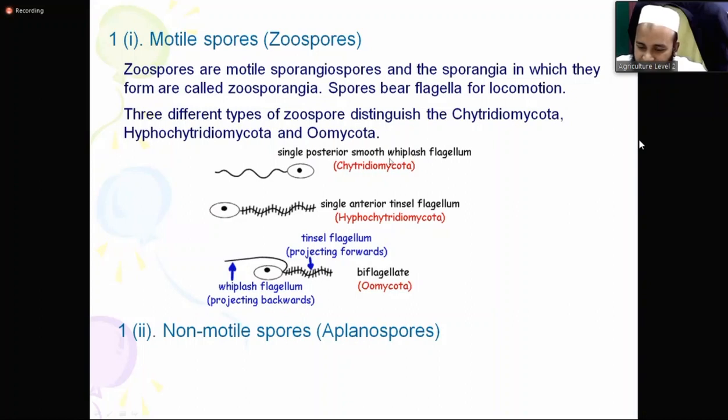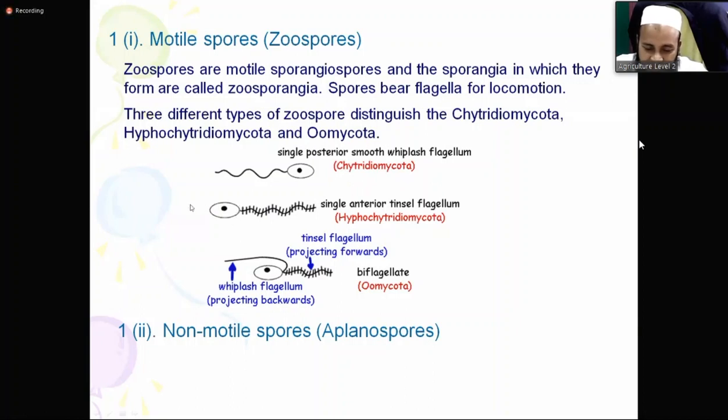Whiplash. If they are smooth, we can call them whiplash. Understand? Smooth, whiplash. If they have no thorn, or they are not rough, they are smooth, in that case we call them whiplash. So single, posterior, smooth, whiplash flagellum. This is the example of Chytridiomycota.